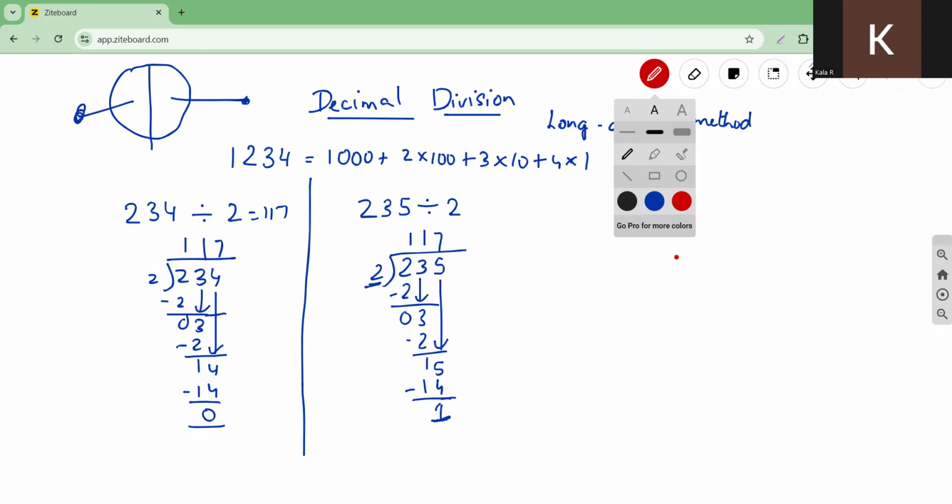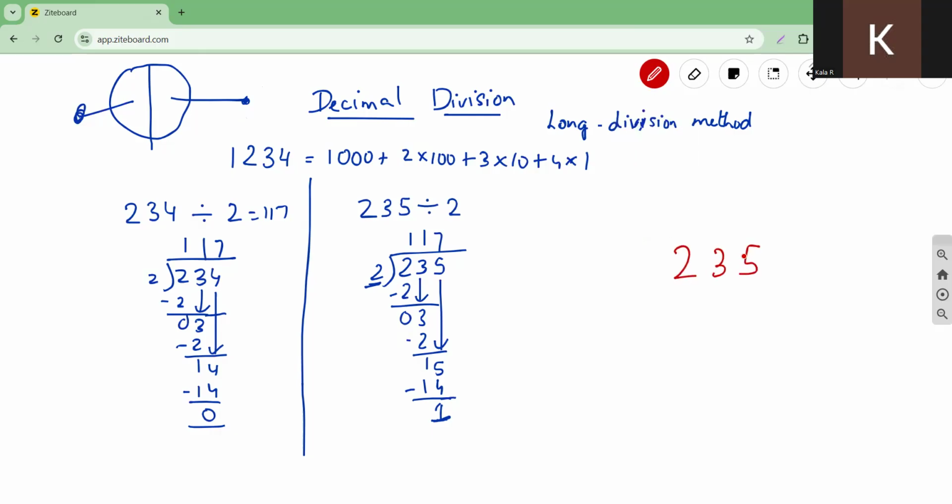Now, for the sake of understanding, whenever we have a number like 235, this is in the ones place, this is in the tens place, this is in the hundreds place.